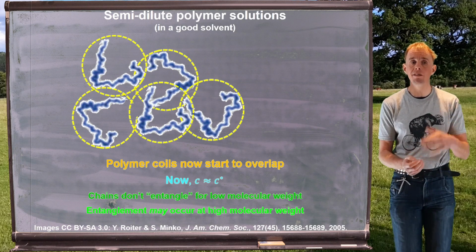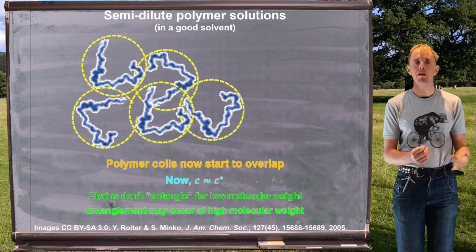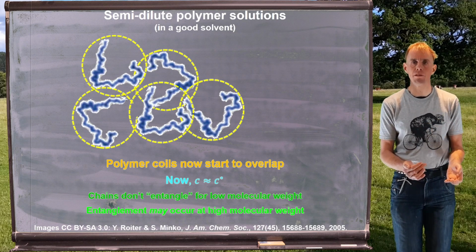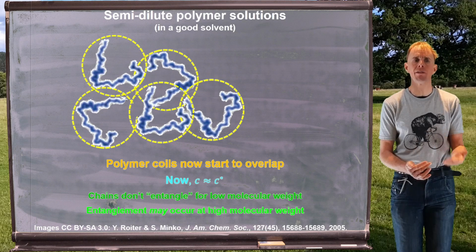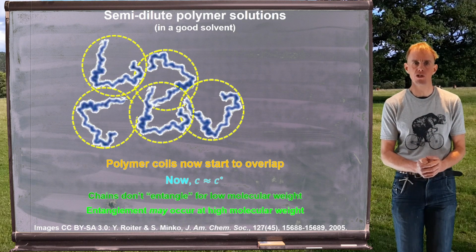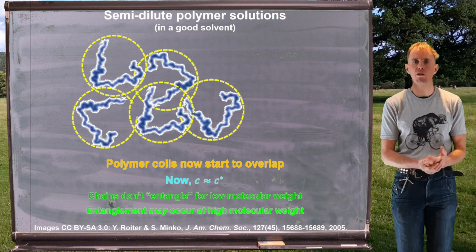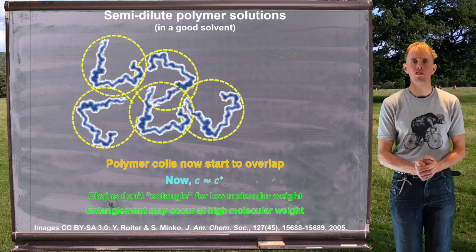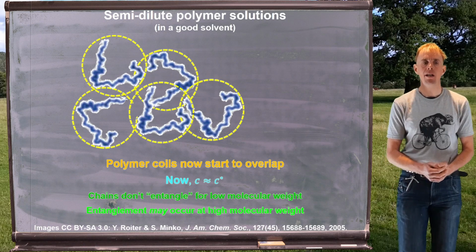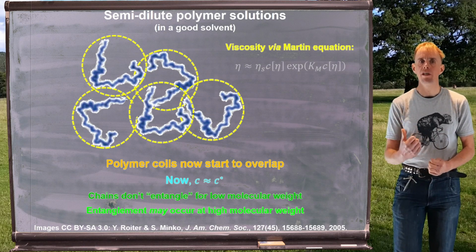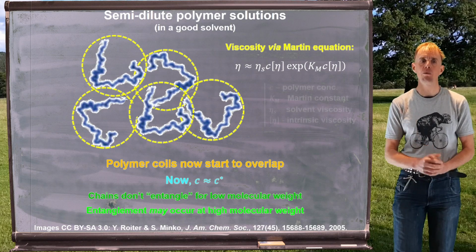So in the semi-dilute regime, you've got a molecular weight dependence on whether this tangling phenomenon happens. And the reason why we care about this tangling phenomenon is that it really greatly alters the macroscopic rheology. Entangled polymer rheology is pretty complex. Unentangled rheology is still complex, but a lot simpler. And so for an unentangled system, we can estimate the viscosity via something called the Martin equation.